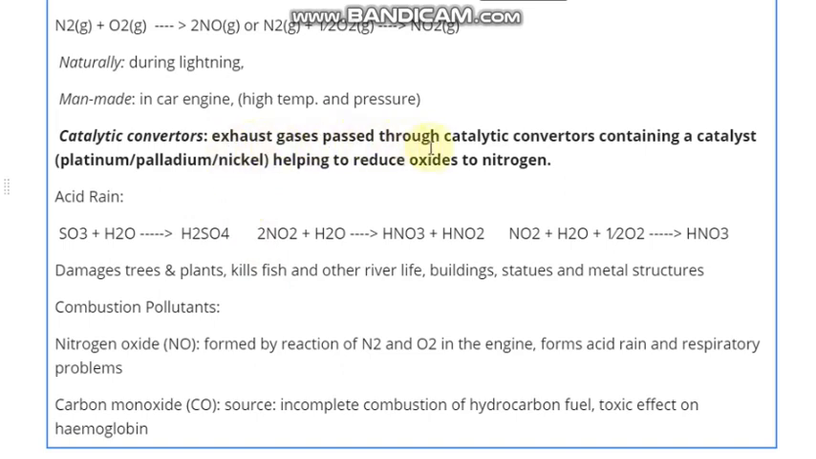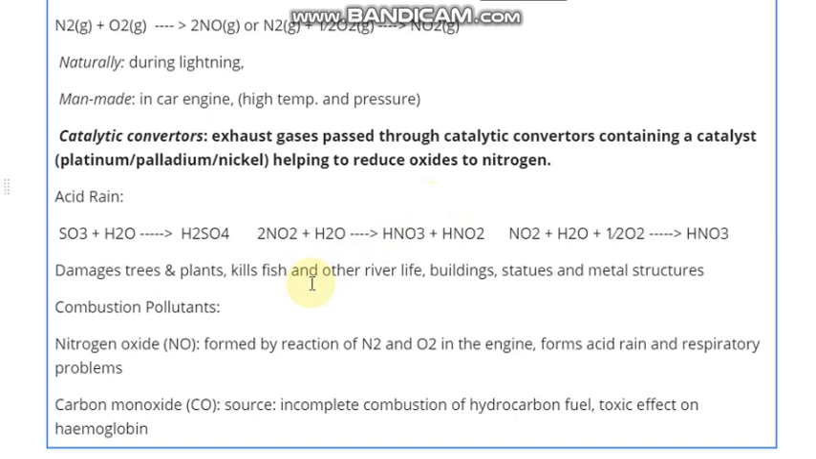Exhaust gases pass through the catalytic converters containing platinum, or sometimes nickel or palladium catalysts, and they convert these pollutant gases into pure nitrogen. Nitrogen monoxide and nitrogen dioxide are reduced into pure nitrogen.